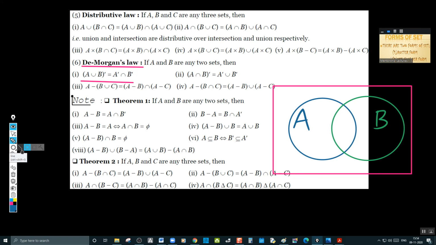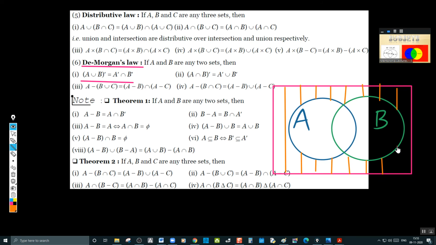Anyone, do you help me out in telling, writing this, in shading this region of A union B whole complement? Anyone in the class? Sir, excluding the circular region. Rishikesh said, excluding the circular region. That's all, please, my dear boys and girls. We need only the area which is outside A and B. That's it. And hence, A complement intersection B complement.